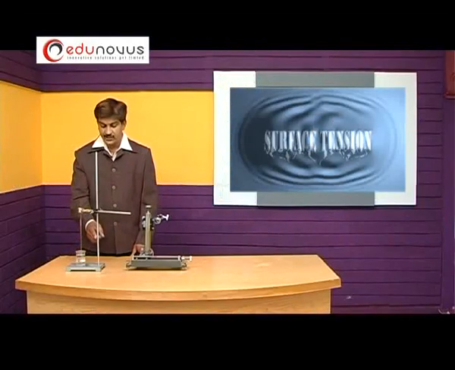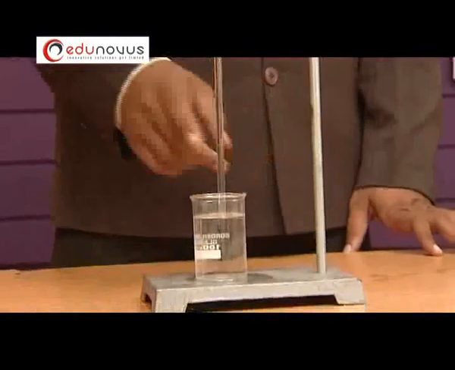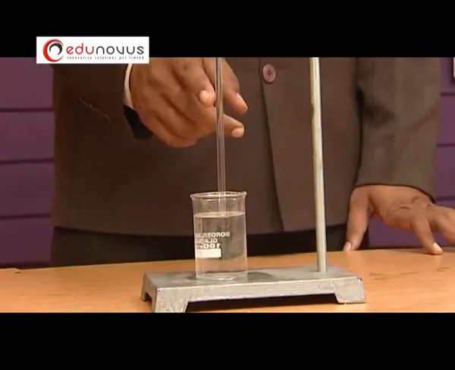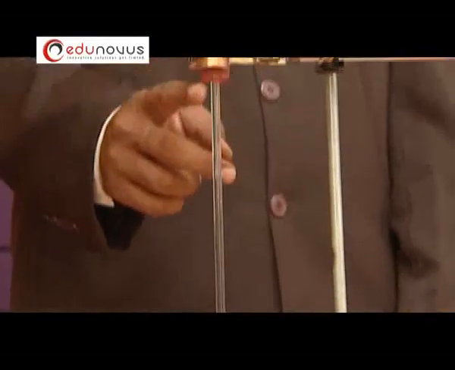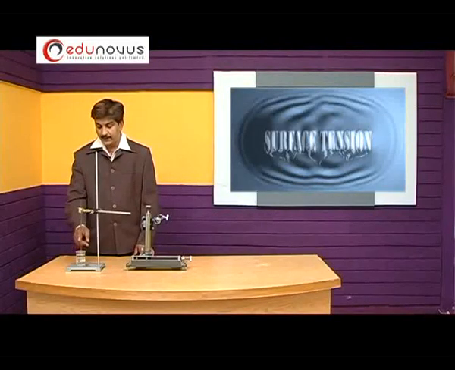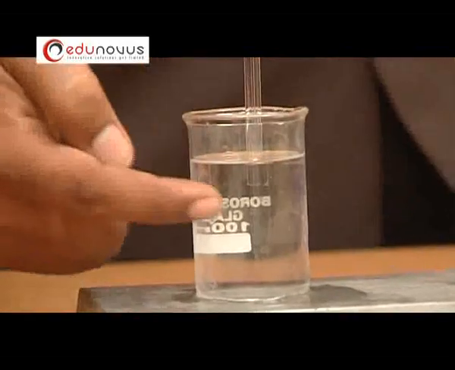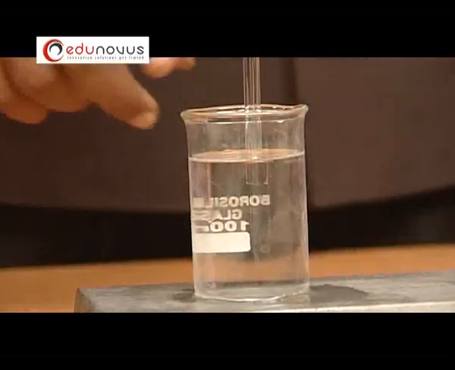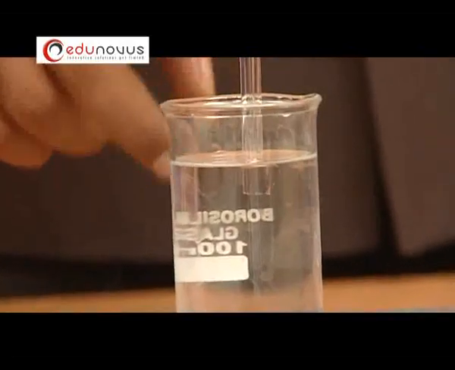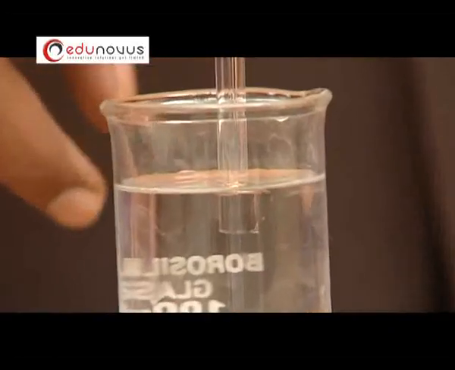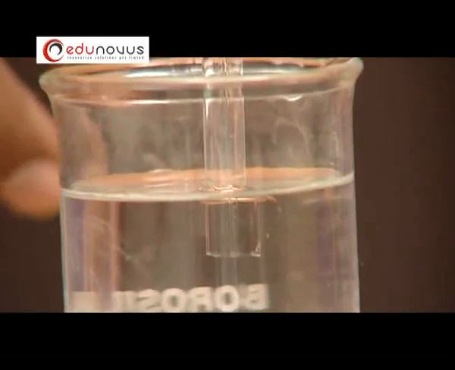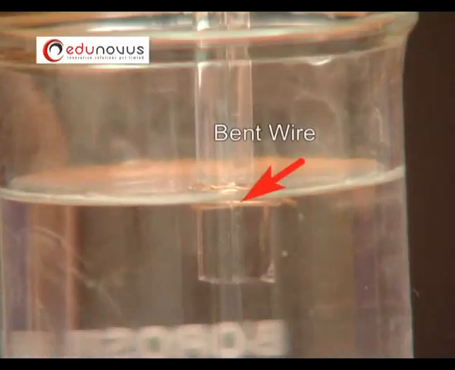Consider the retort stand on the table. Fix the capillary tube in the rubber cork. Now dip this capillary tube in the beaker containing water. A wire is bent around the capillary tube and it is kept at that point where the capillary tube touches the surface of water in the beaker.